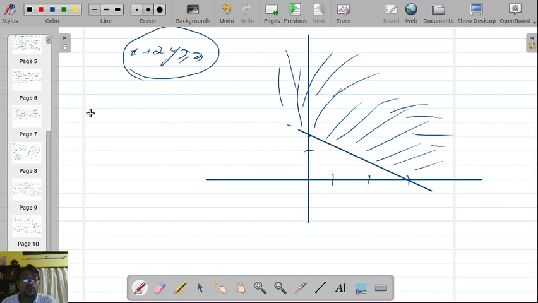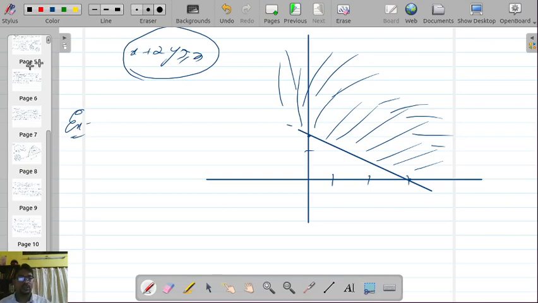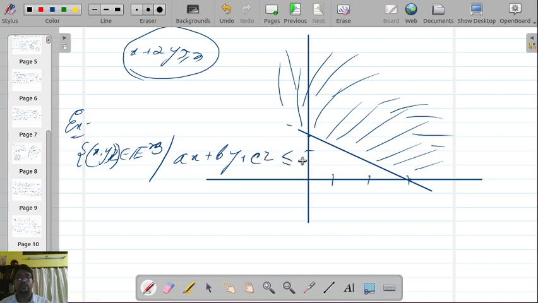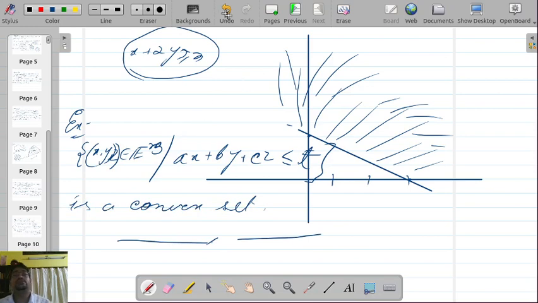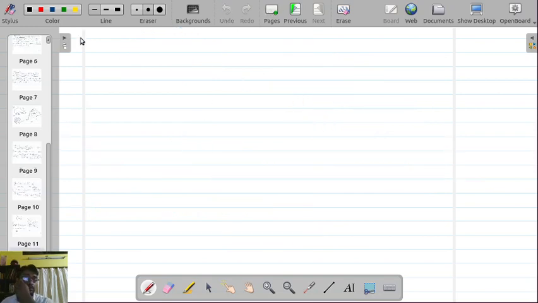Similarly you can try any other thing, something like this: the set of all (x, y, z) inside E to the power 3, such that ax plus by plus cz is less than or equal to some t. This is a convex set. Please try this exercise. Next, let us do some properties of convex sets.